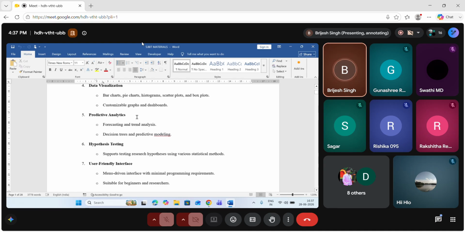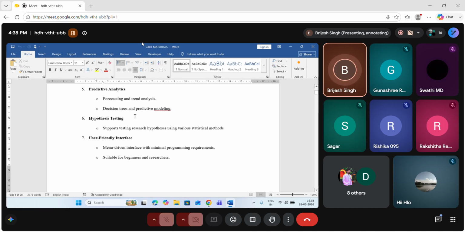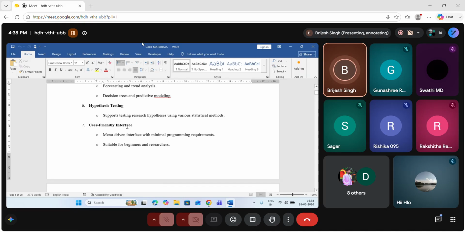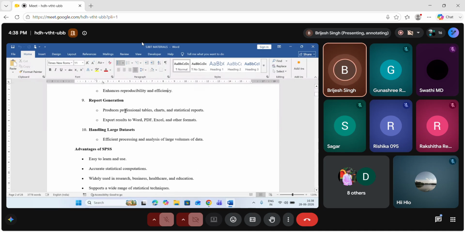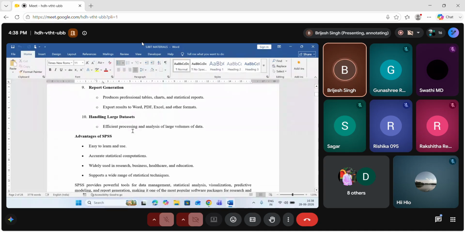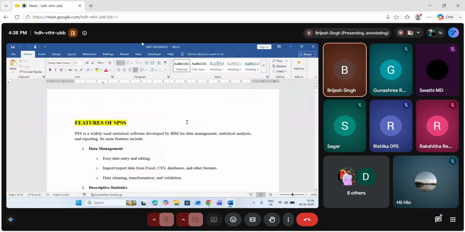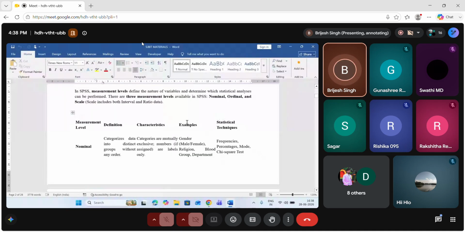You can predict the trend. You are working on predictive modeling with the help of regression models. You are able to test the hypothesis. And moreover, it is very user friendly. It is not something complicated in nature. Along with that, we have syntax editors, report generation, and it can be used for handling large data sets. So among these 10, you can write at least 6 to 7 points and explain.